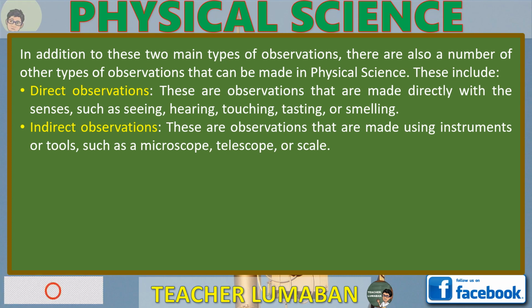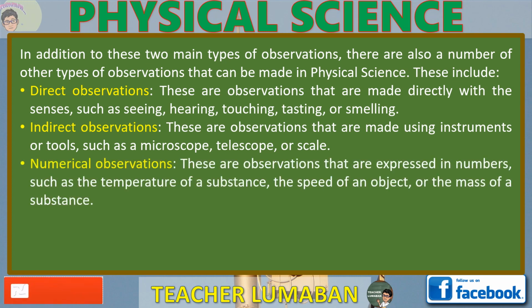Numerical observations, these are observations that are expressed in numbers, such as the temperature of a substance, the speed of an object, or the mass of a substance.